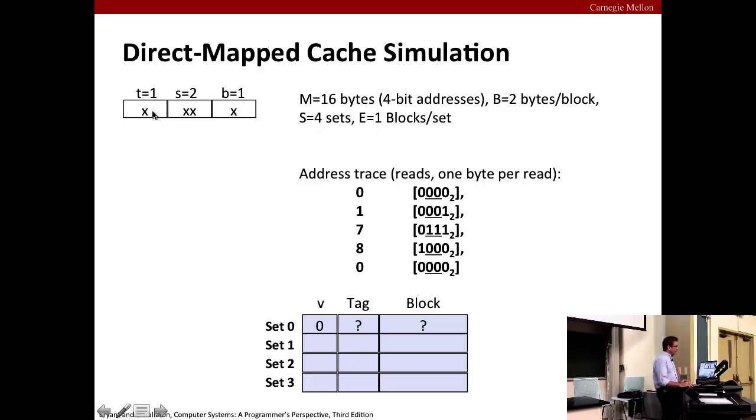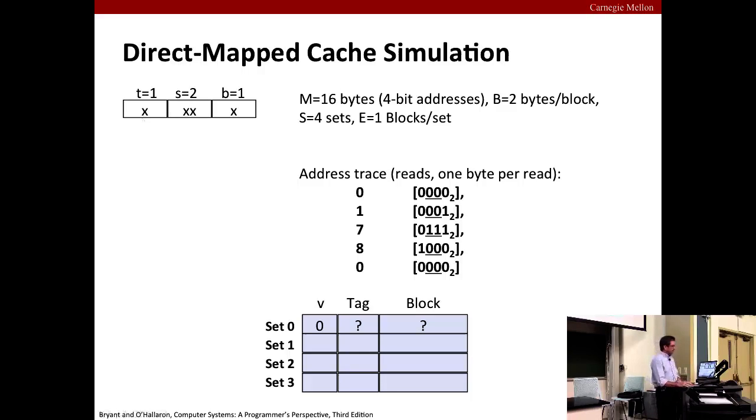Now, our 4-bit addresses. Because B equals 2, that's 2 to the 1, we only need 1 block offset bit. Right? There's only 2 bytes in a block, so the byte we're looking for is either a 0 or a 1. Okay. Because we have 4 sets, we need 2 set index bits, and then the remaining bits are always tag bits. So in this case, there's just 1 tag bit.